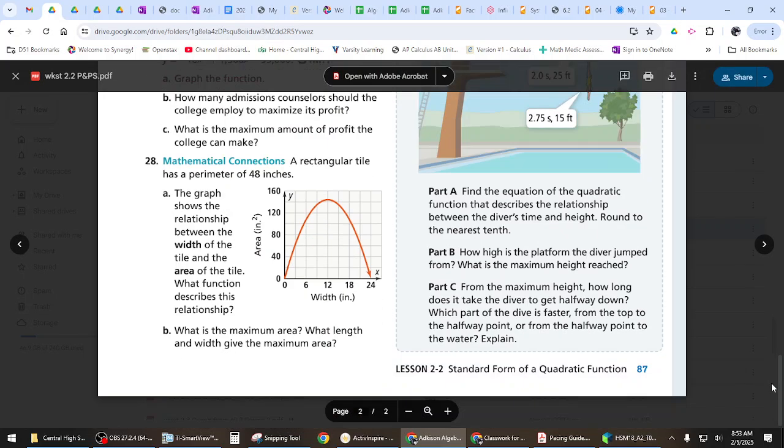So what are we looking for to maximize the area? We're looking at the vertex, right? Yeah. Okay. All right, well, on the graph, the vertex is at 12, and you can't really get the detail of 144 from the graph, but you get it by solving, plugging in 12 for both.